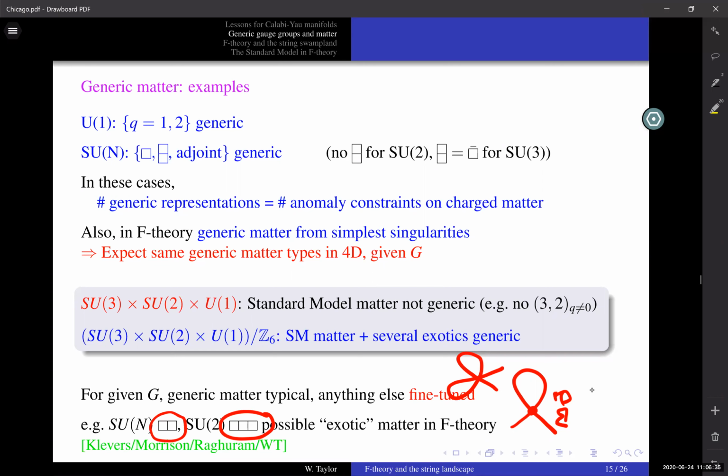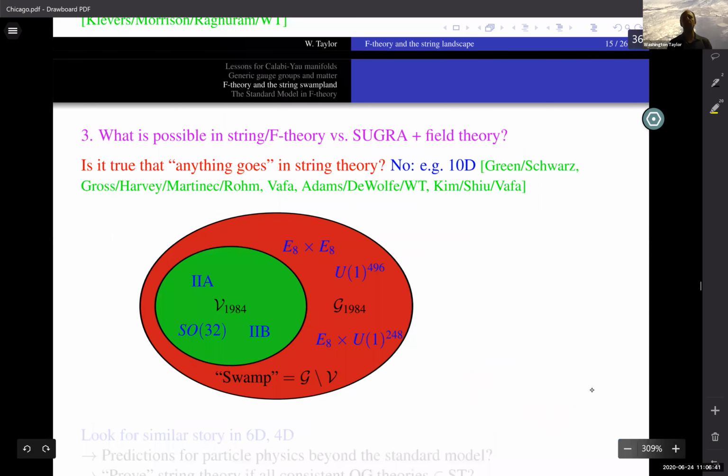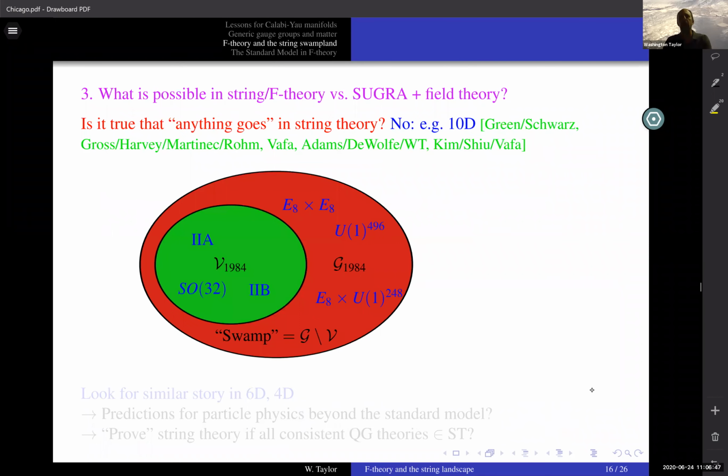Okay, so then the third big question I want to address a little bit is what is possible in string theory and F theory versus what's possible in a consistent low energy theory that we couple to quantum gravity. When the landscape came along, people started to worry that basically anything goes in string theory. You can dial anything you want, so you don't have to worry about it. So we know that's not true.